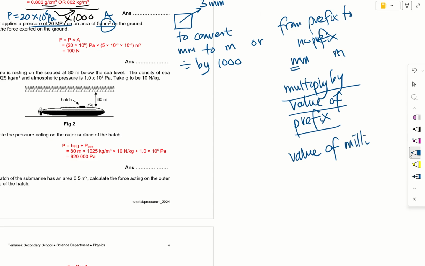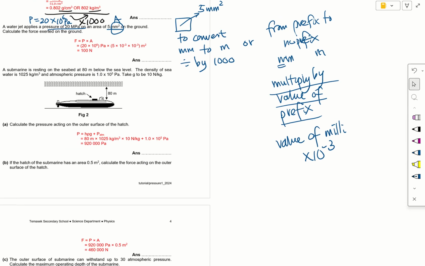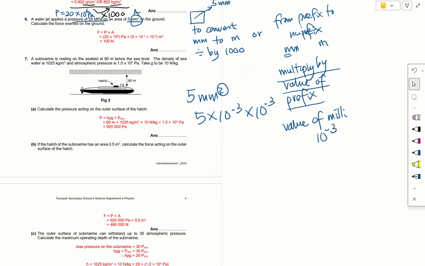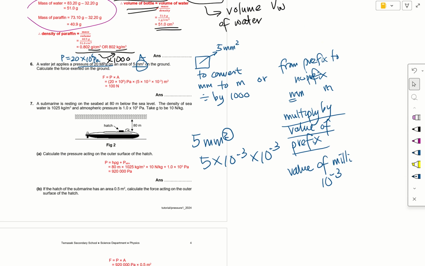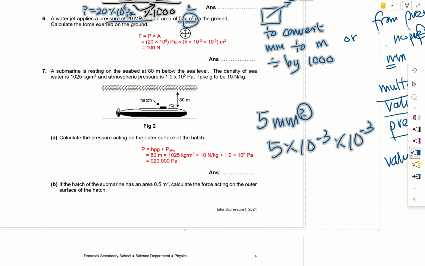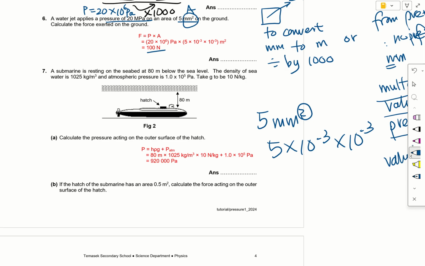of milli is 10 to the power minus 3. Okay, 10 to the power minus 3. That means I need to take my 5 mm square, I need to multiply by 10 to the power minus 3, and I have to do it again because now it's mm square. So therefore I have this working over here, and I will get a force of 100 Newton if I apply the formula pressure equals to force over area. Okay, so that's for question 6.